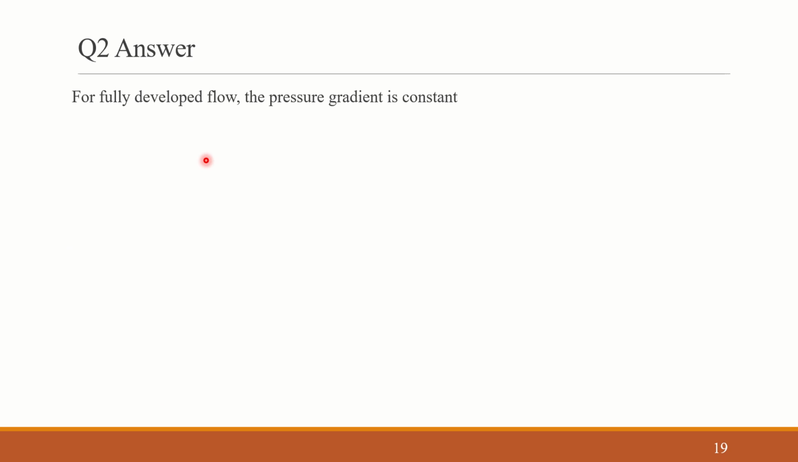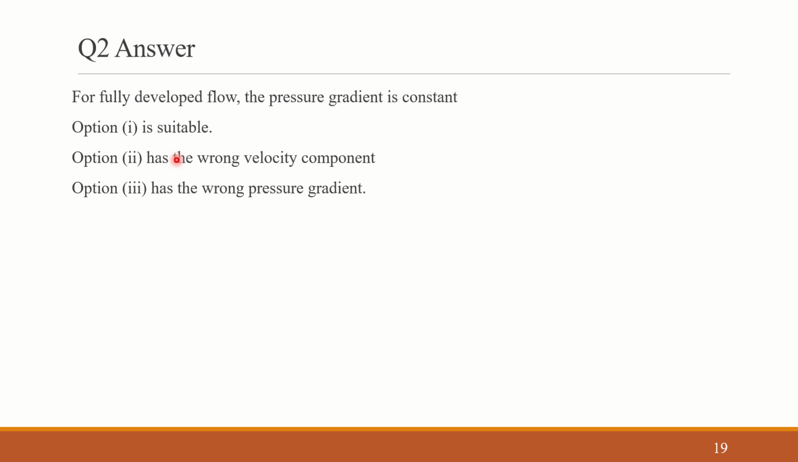For fully developed flow, the pressure gradient is constant. Option 1 is suitable. Option 2 has the wrong velocity component, as we saw, it is u, and option 3 has a wrong pressure gradient. So option 3 is also wrong. Because of that, option wise it is A, that is one only is the right answer.